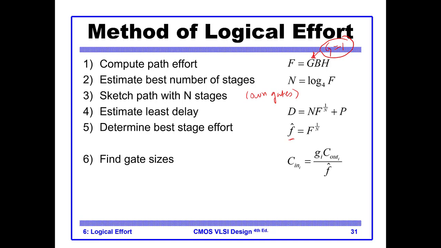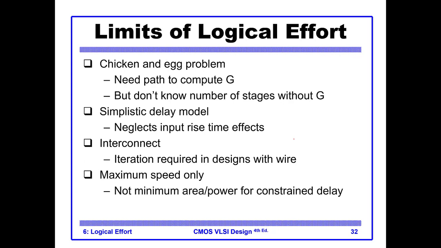So these are the 6 steps that you have to remember to solve numerical questions related to logical effort. We have solved 2 very comprehensive examples. In the assignment, I will give you more problems to practice with. Limits of logical effort: it's like a chicken and egg problem, because you need to compute the path to compute G, but actually you don't know G. That's why we start with G equal to 1. We start with this assumption because it's like a chicken and egg problem.